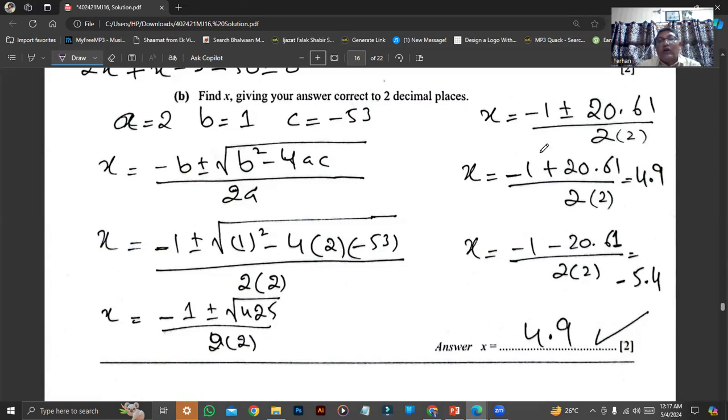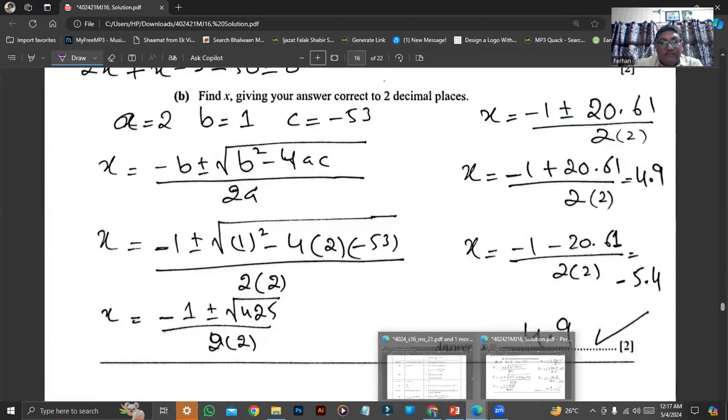Okay, so now we have two options. One option is minus 1 plus 20.61 divided by 4, and that will be 4.9. The other option is minus 1 minus 20.61 divided by 4, and that will be minus 5.4. Because x is a side of the trapezium, it cannot be negative. So we will take 4.9. So the value of x is 4.9.